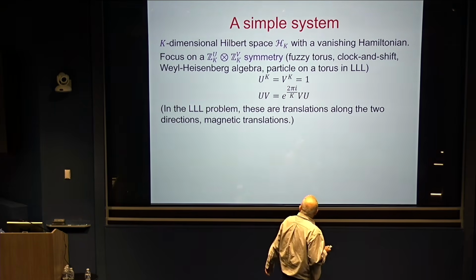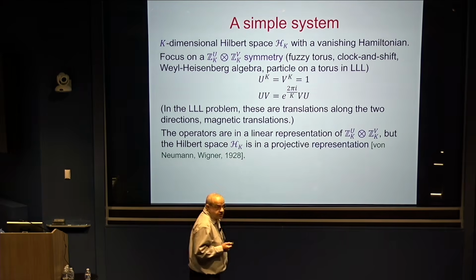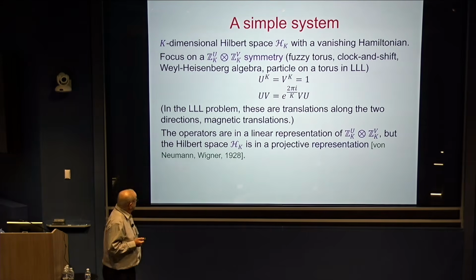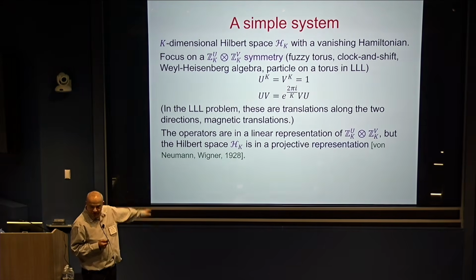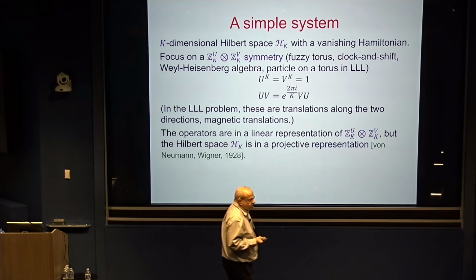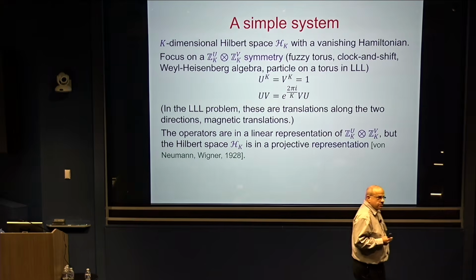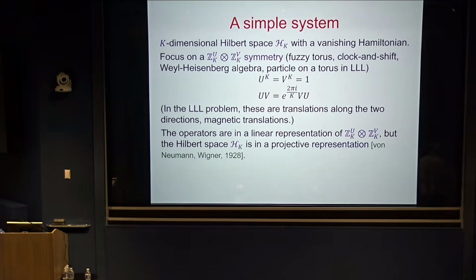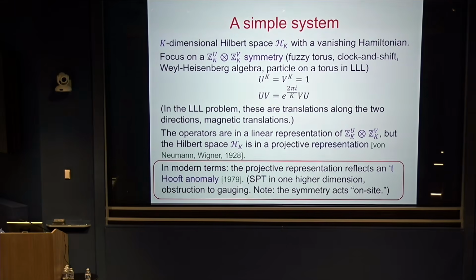This C number in between just tells us that the Hilbert space is in a projective representation of Z_k times Z_k. Now, I should emphasize this is not a new result. This is almost a century old. This is a paper by von Neumann and Wigner, who said that in classical physics, the symmetry acts linearly, but in quantum mechanics, the Hilbert space can be in a projective representation. So this phase reflects this projective representation. In modern terms, we would say that this projective phase is a 't Hooft anomaly. And the 't Hooft anomaly is something that cannot be seen classically.